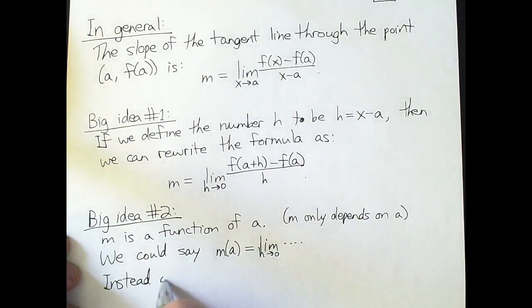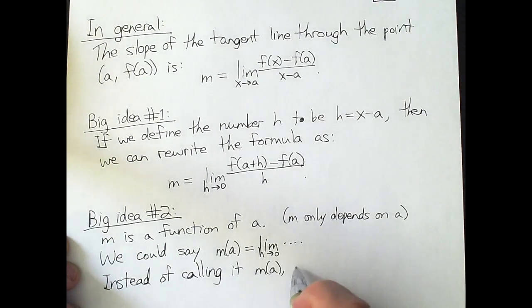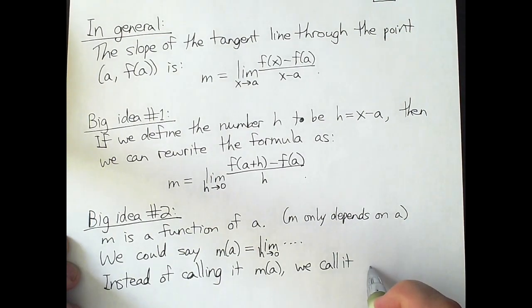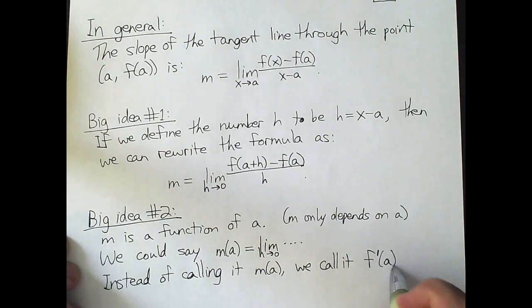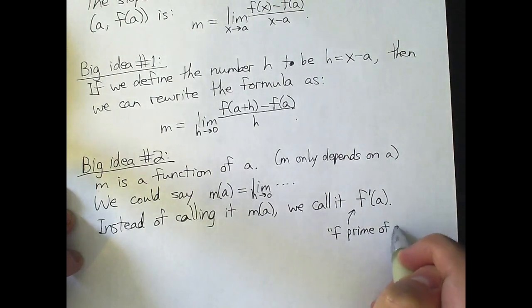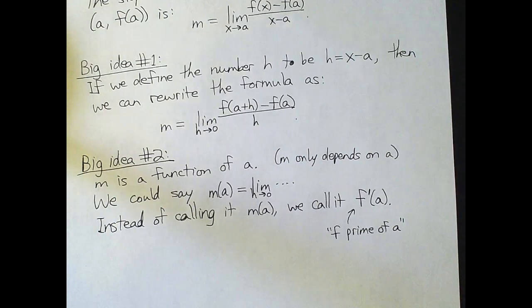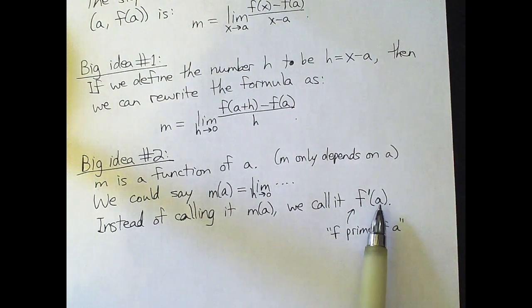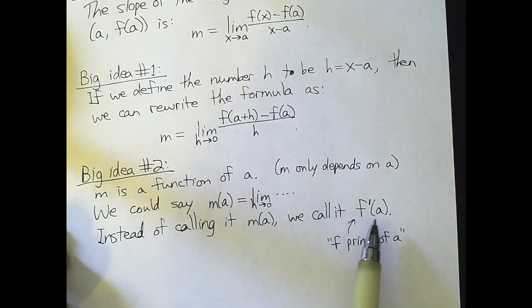But instead of calling it m of a, we call it f with a little symbol up here of a. And this is pronounced f prime of a. It's just a different way we write it. We're used to thinking of slope as being represented by the letter m. But because this is a function of a, and we like to refer to functions with the letter f, we're going to call this f prime. So the idea is that you have some function f of x, and you want to know the slope of the tangent line at a particular value, x equals a. We call it f prime of a.